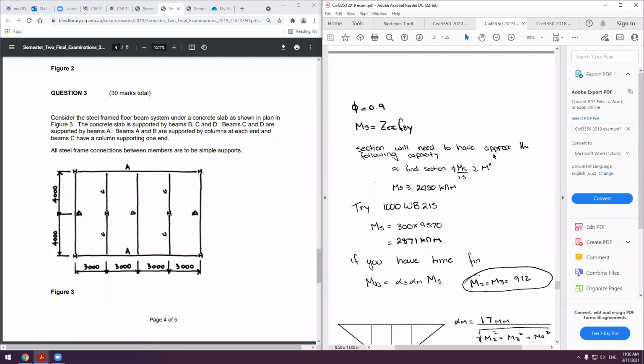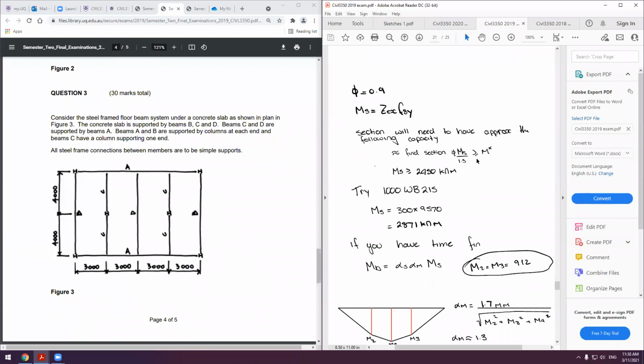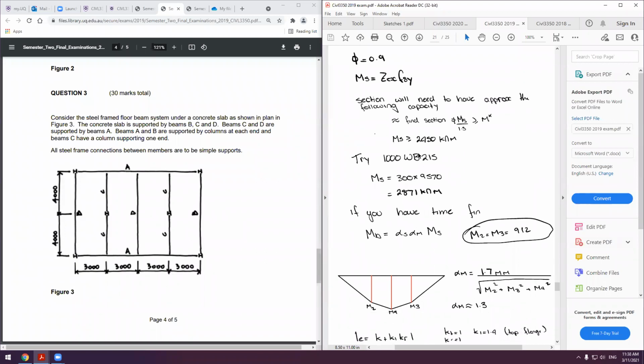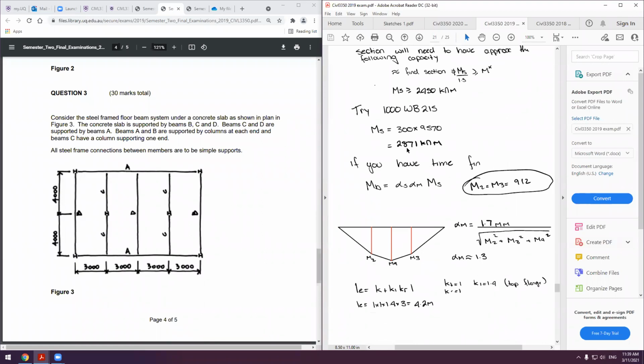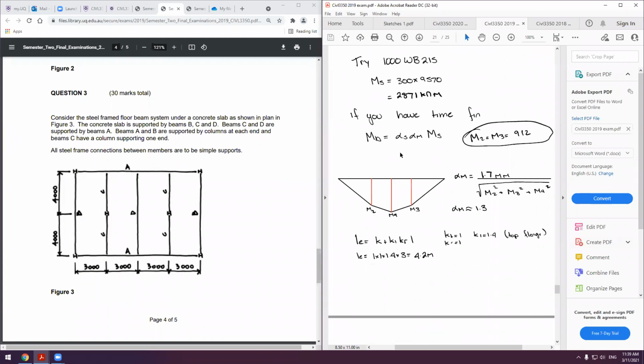It's not exact. It's just the easiest way to get a member size that will work. So in this case, I tried 1000 WD 215, which gives us our MS of 208,800. And again, if you have time, I know sometimes in these questions it's a time crunch, find your MB.